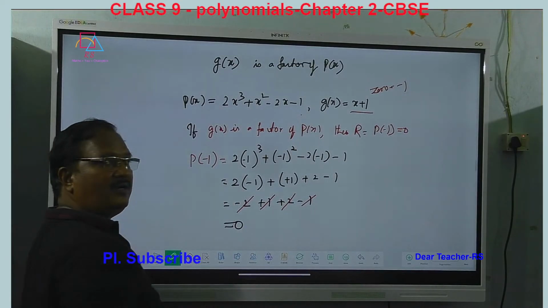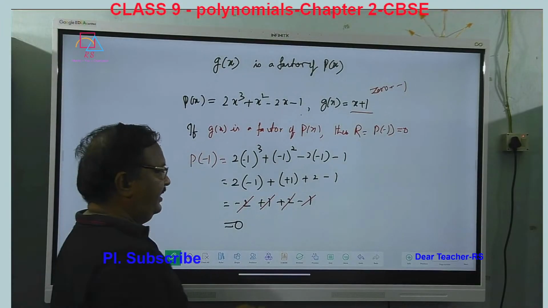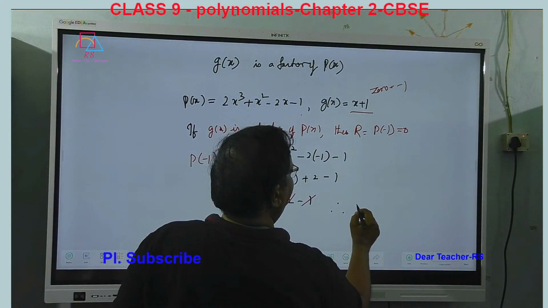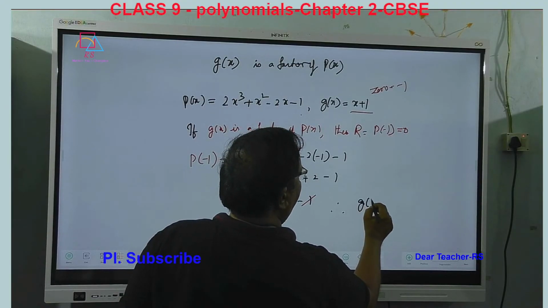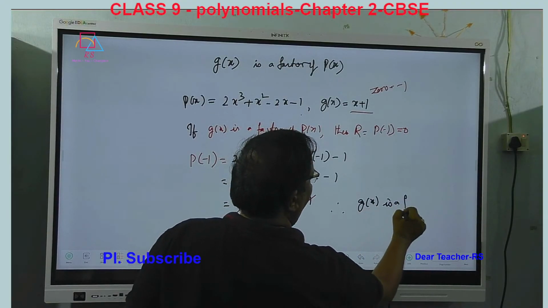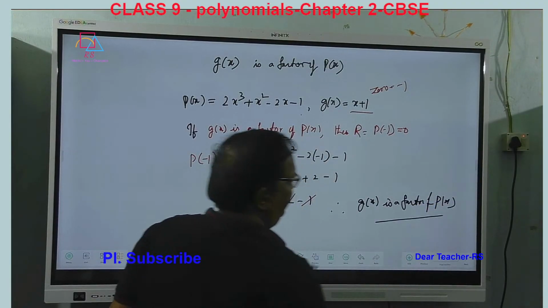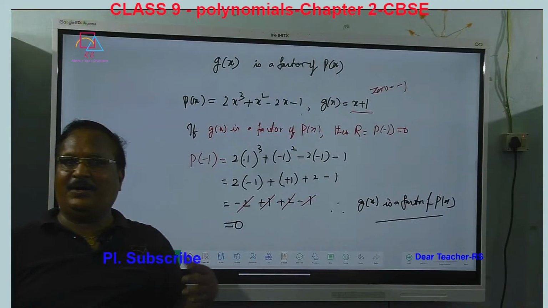Now we have got p of minus 1 is 0. Therefore, gx is a factor of px. Okay, this is how you have to do.